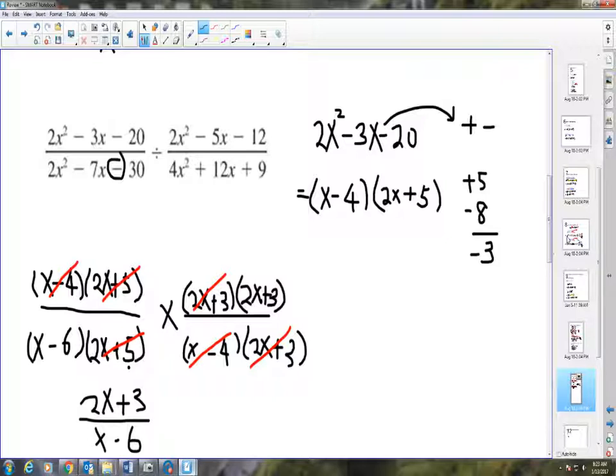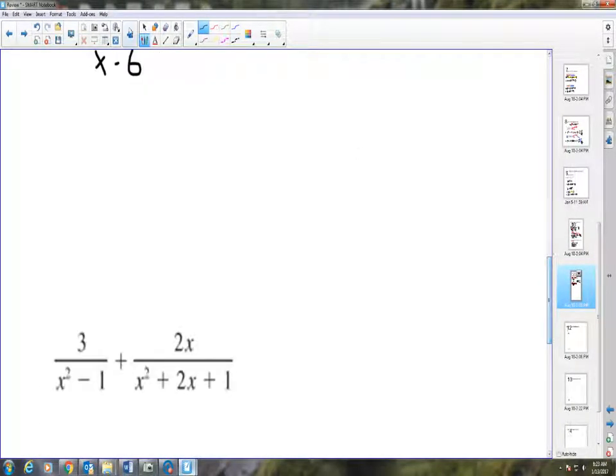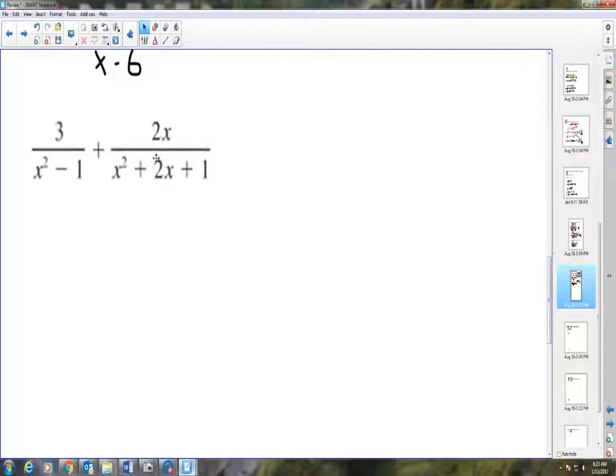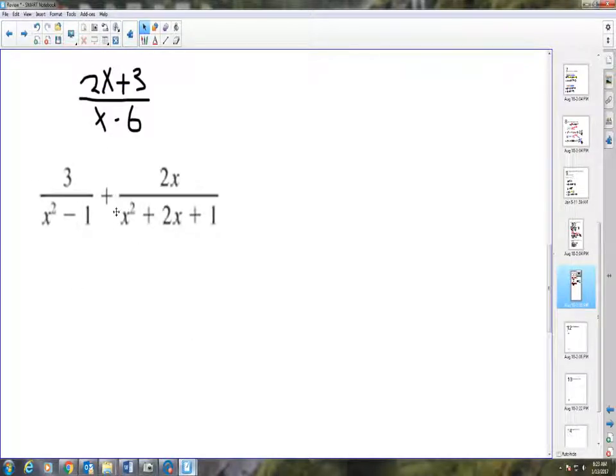I'm going to show you how to add a rational expression. Addition and subtraction of rational expressions are the same, I only have an addition problem. So when we add fractions, the first thing we got to do is find the least common denominator. So what we want to do first is to factor your denominator.